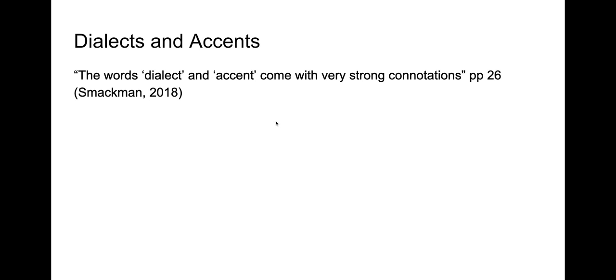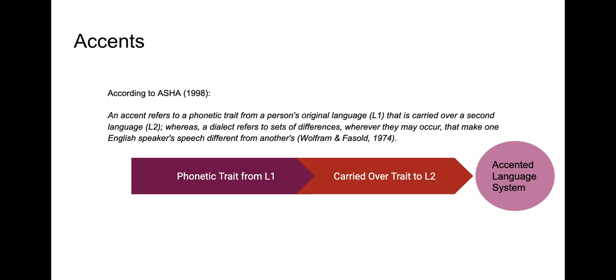Okay, let's go back to dialects and accents. So the words dialect and accent come with very strong connotations. And in Smackman's book on Discovering Sociolinguistics, he goes into detail about the negative connotations usually associated with the terms dialect and accent. And let's start with accent, exploring what this term means, and then exploring again what dialect means.